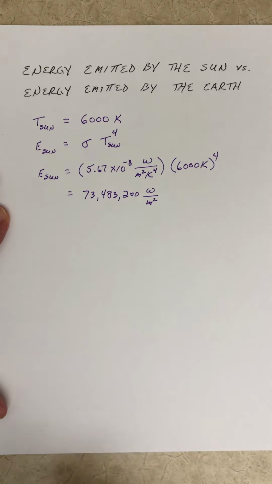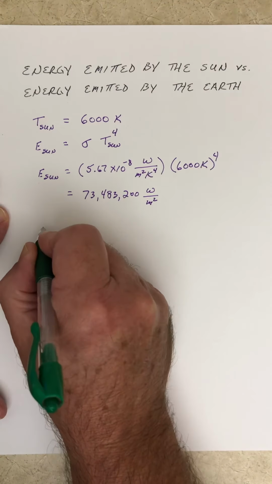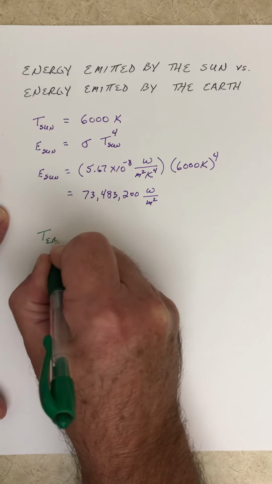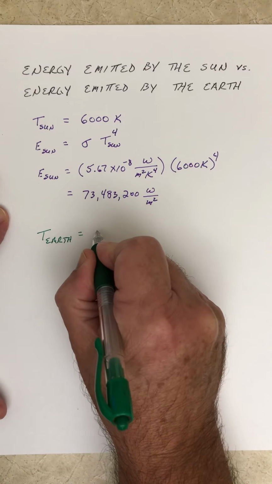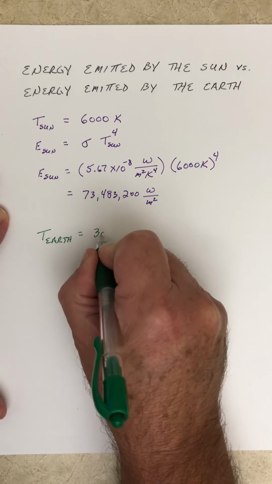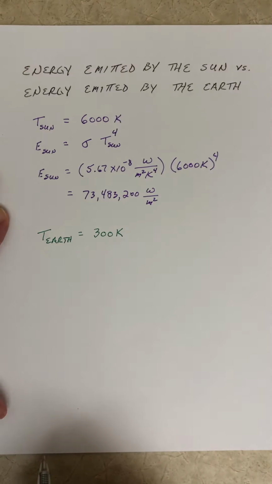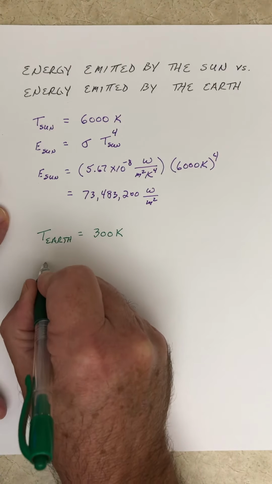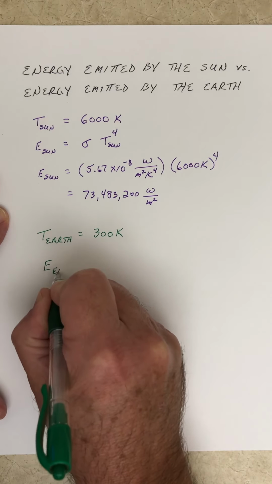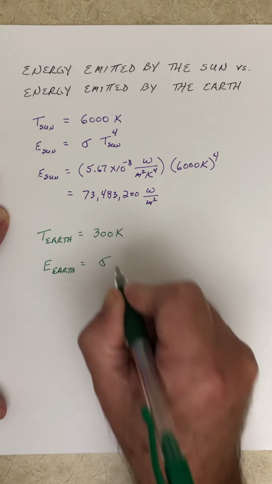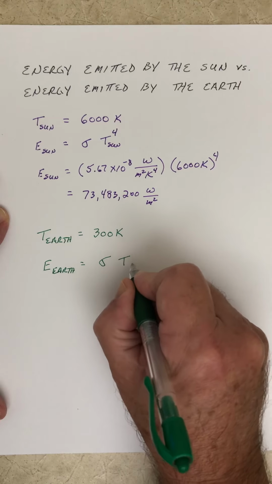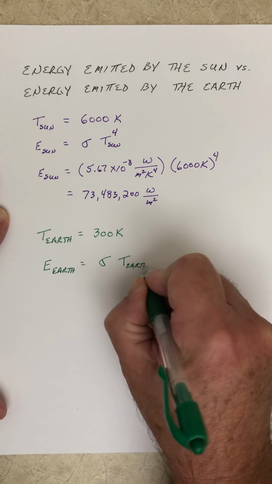So let's do an example now of the Earth. We just calculated the energy emitted by the sun. Now let's calculate the energy emitted by the Earth. The temperature of the Earth, and we're going to round it off, is actually about 288 Kelvin. But to make things a little bit easier on ourselves, let's round it to 300 Kelvin. So the energy emitted by the Earth is equal to that constant, sigma, times the temperature of the Earth raised to the 4th power.